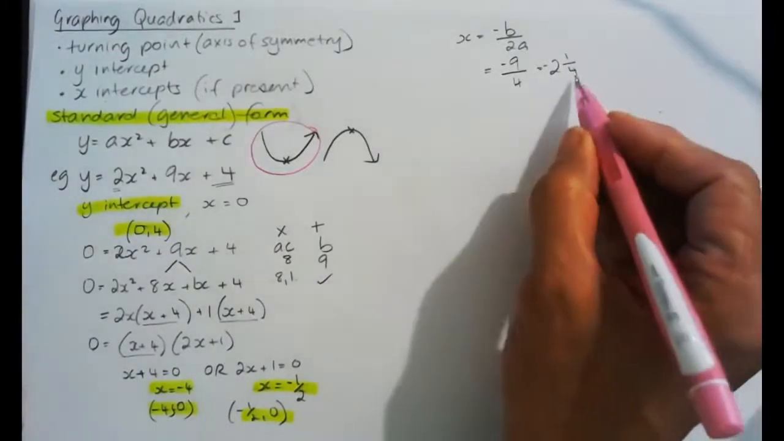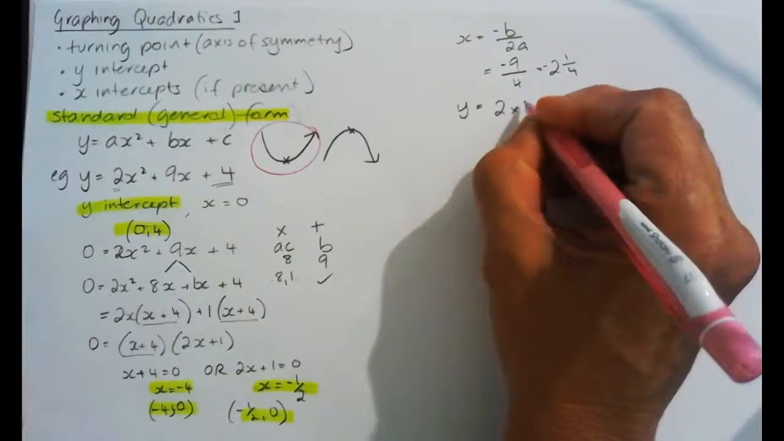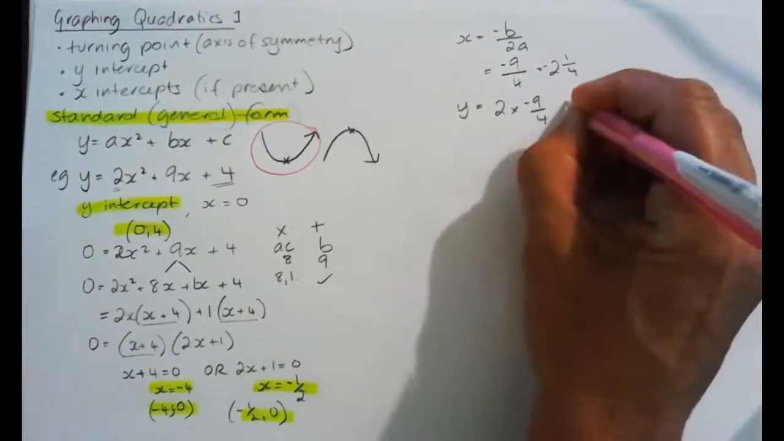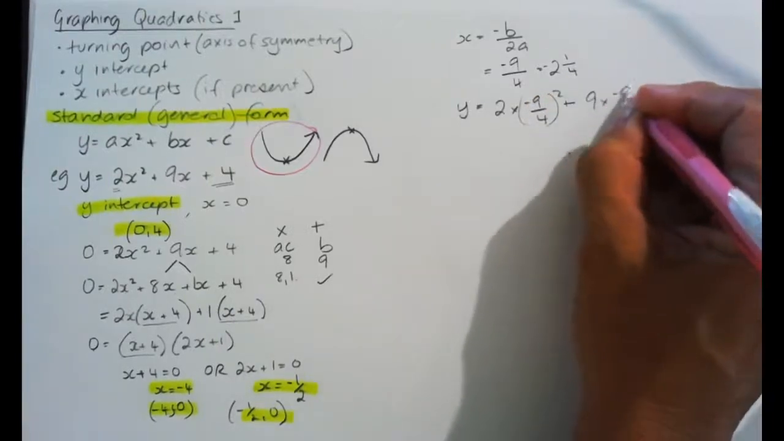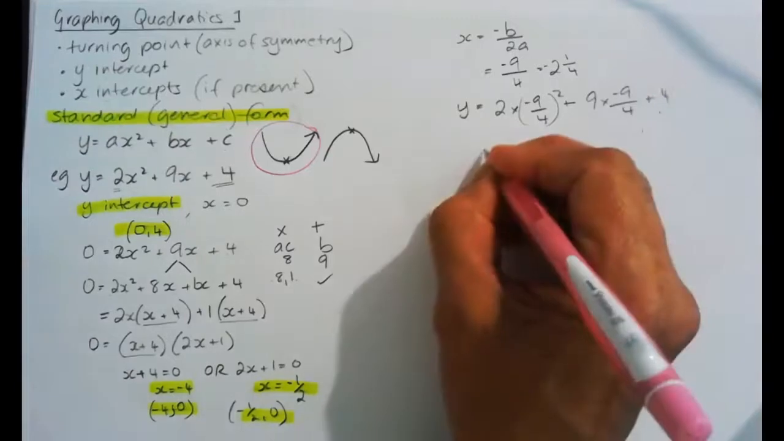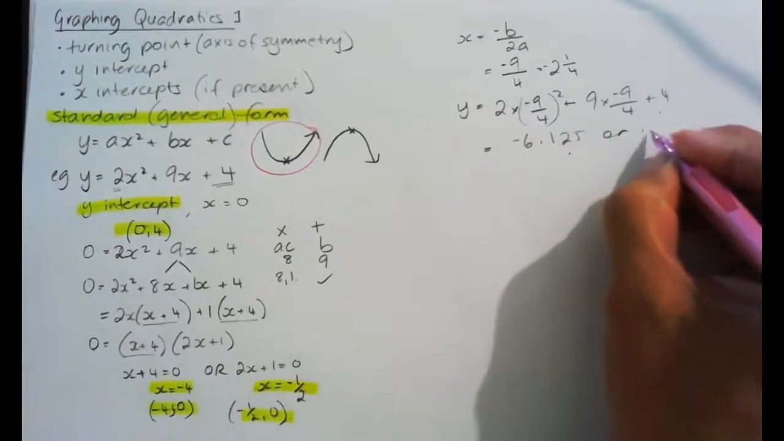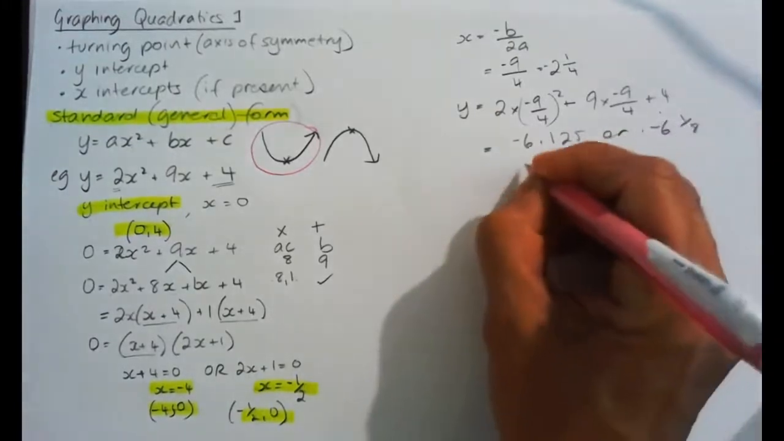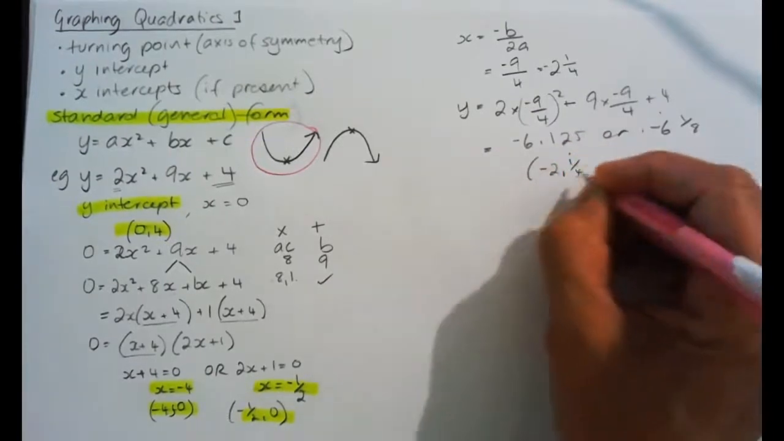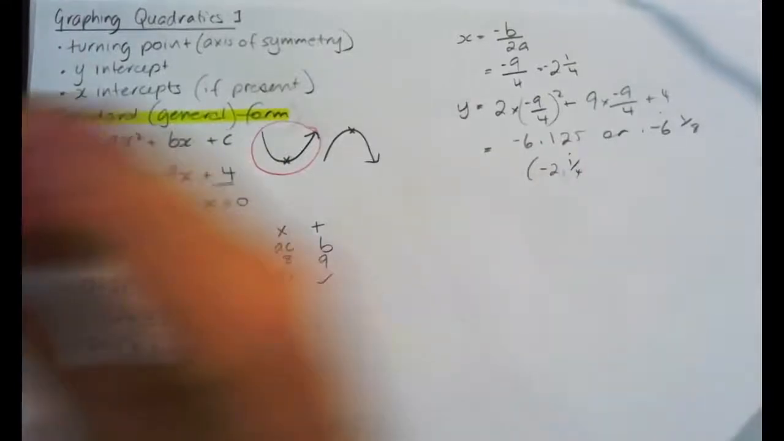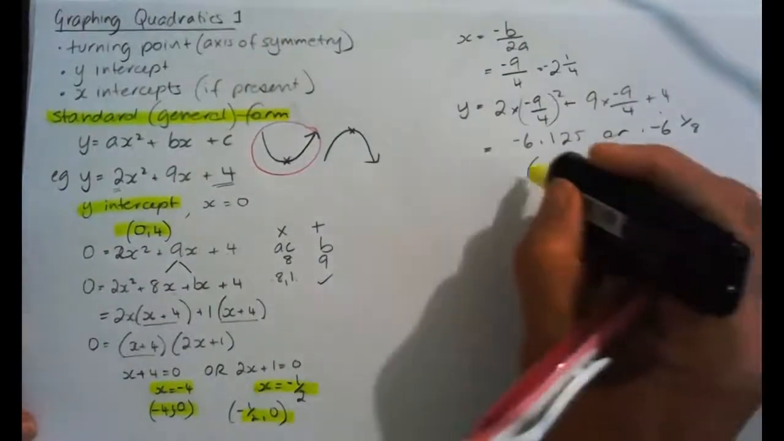Now to find the y value, because this gives me my axis of symmetry, I'm just going to substitute that in. So y equals 2 times negative 9 over 4 squared plus 9 times negative 9 over 4 plus 4. And that's going to give me negative 6.125. Or I could write that as negative 6 1/8. So my turning point occurs at (-2 1/4, -6 1/8).